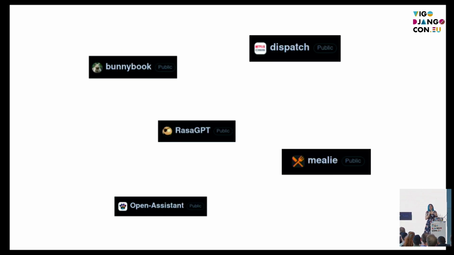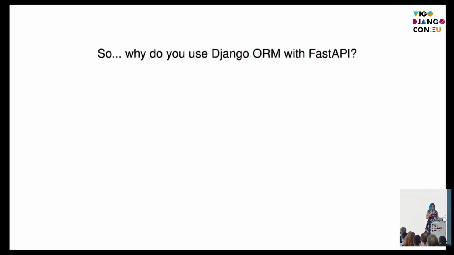If you have a look at the most popular FastAPI open source projects on GitHub, like this one, for example, you'll notice that none of them use Django ORM. Most of these, in fact, use SQLAlchemy. So now you might be wondering, why? Why do we use Django ORM with FastAPI, or what benefits can it bring?